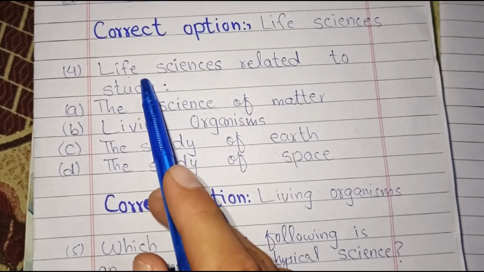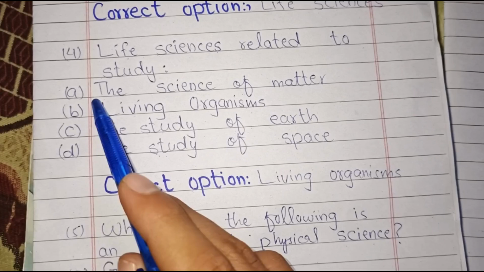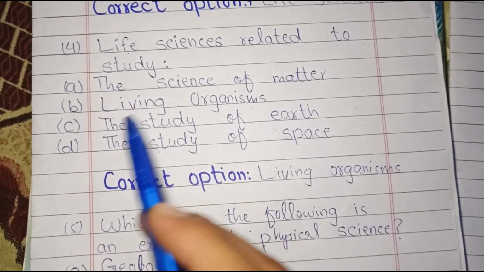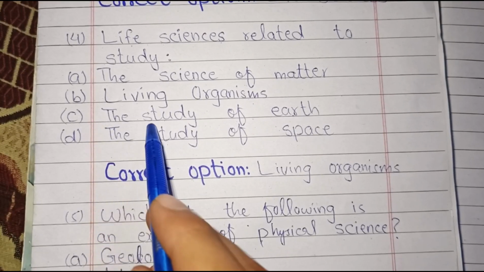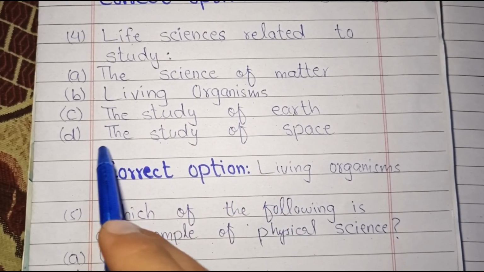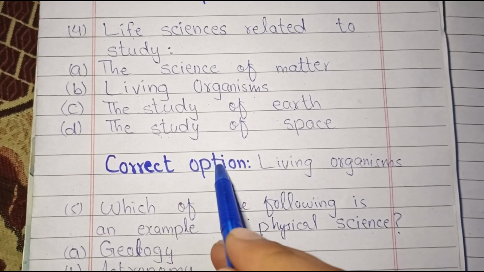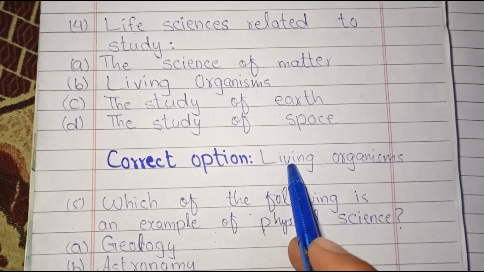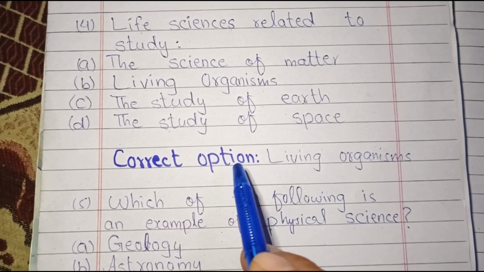Fourth MCQ is: life sciences is related to the study of what? A option is the science of matter, B option is living organism, C option is the study of earth, D option is the study of space. And the correct option for this MCQ is living organism. Living organism is the correct answer.